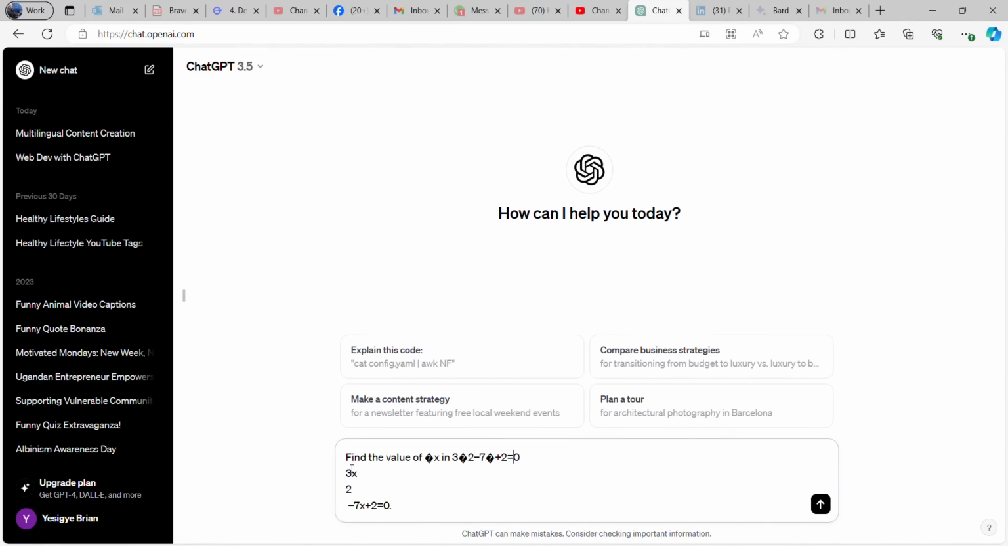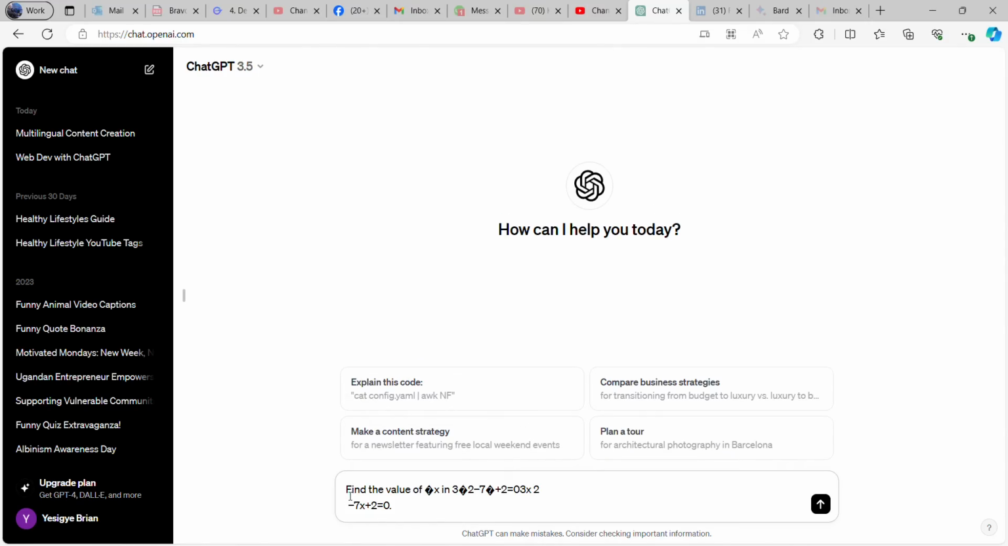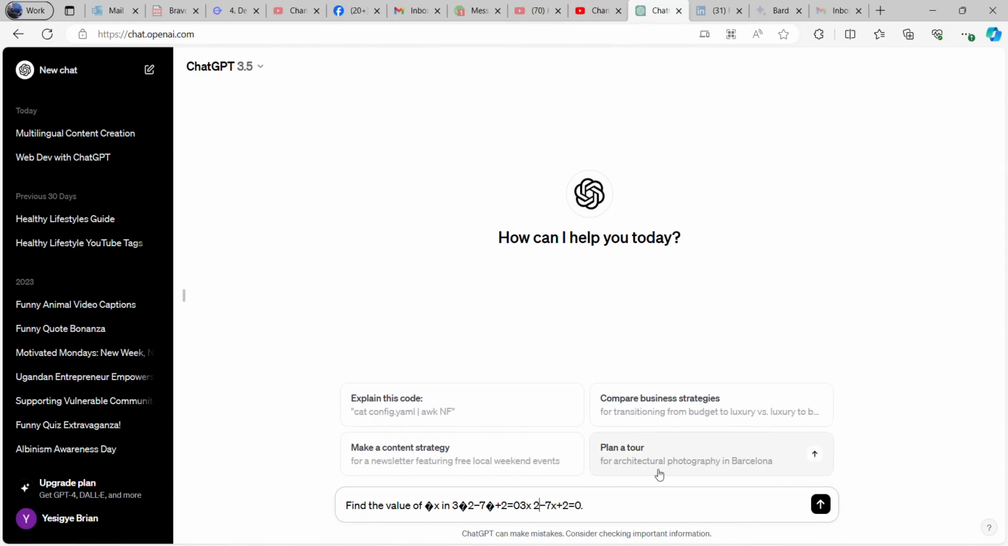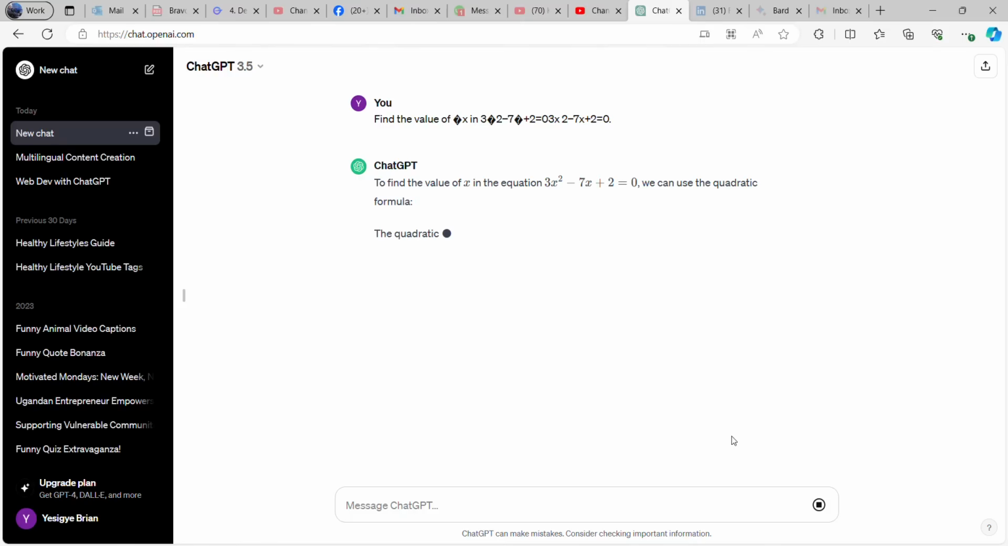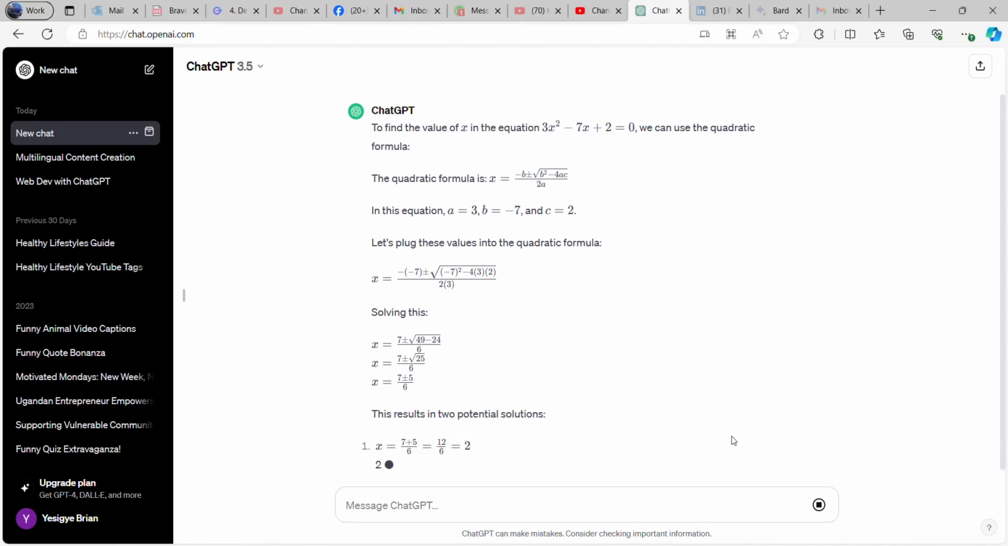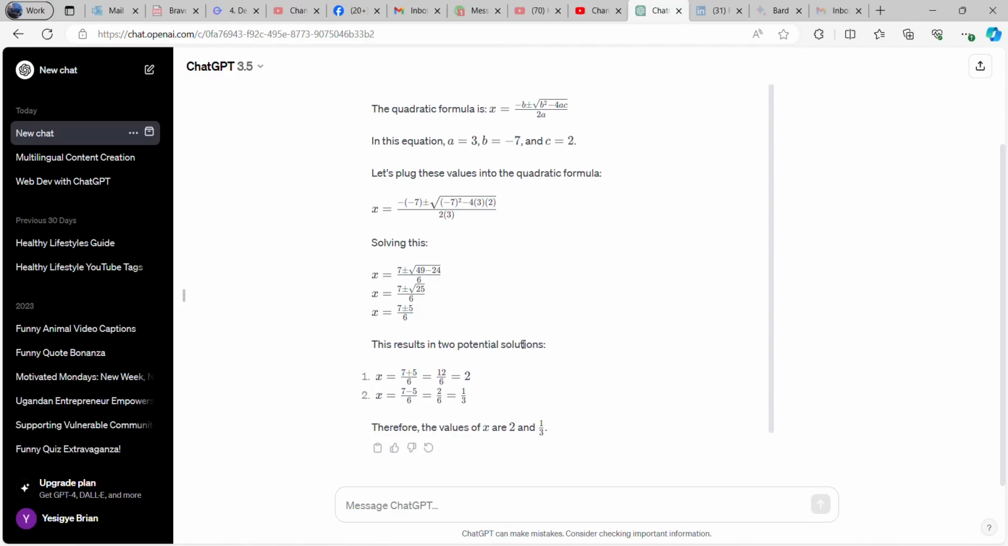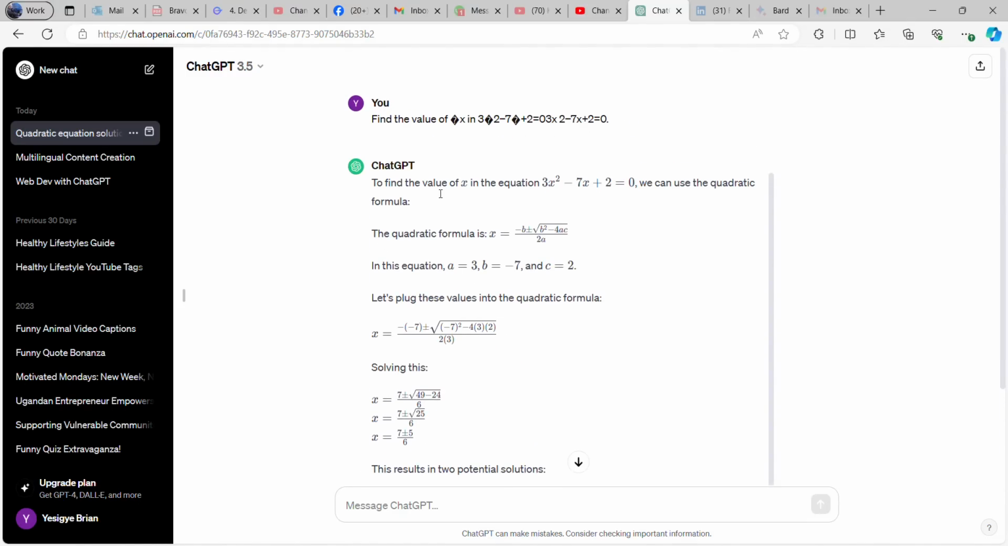I know most of you find it very complicated and very hard, and some of you even get into exams and find that you cannot solve a problem. So let's see how to solve this problem very well using ChatGPT. In less than 10 seconds, we are able to solve it. The value of x in the equation 3x squared minus 7x plus 2 equals 0, we can find using the quadratic formula.